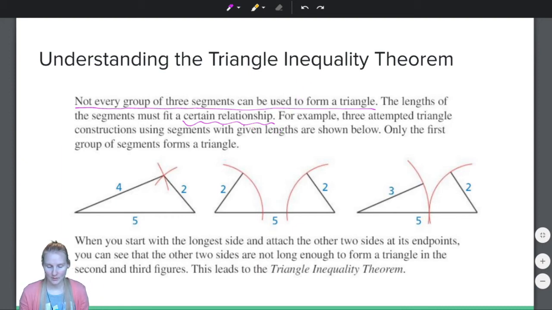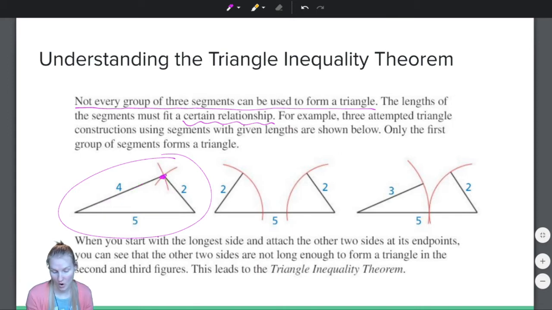So for example, 3 attempted triangle constructions using segments with given lengths are shown below, and only the first group forms a triangle. Notice that if I have side lengths 4, 2, and 5, that makes a triangle. I can see right here that all the sides meet at a vertex, all the sides are connected, I have a triangle.